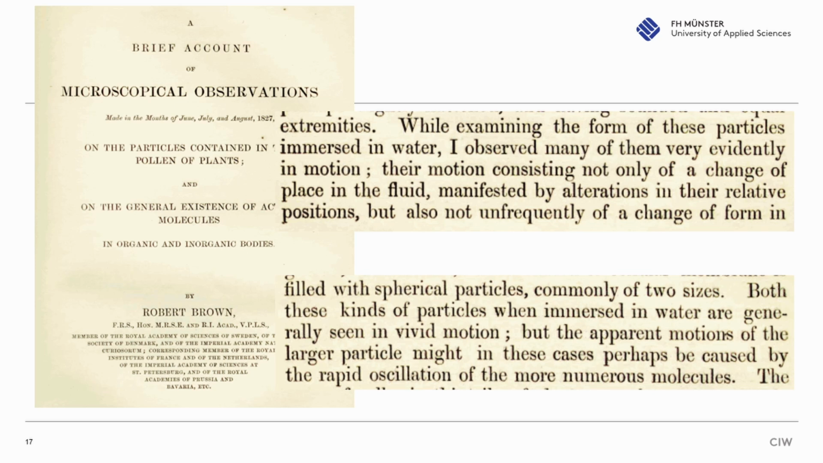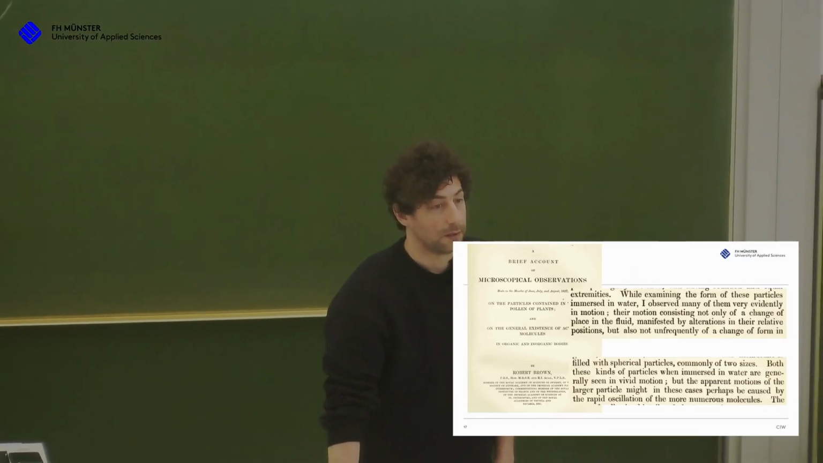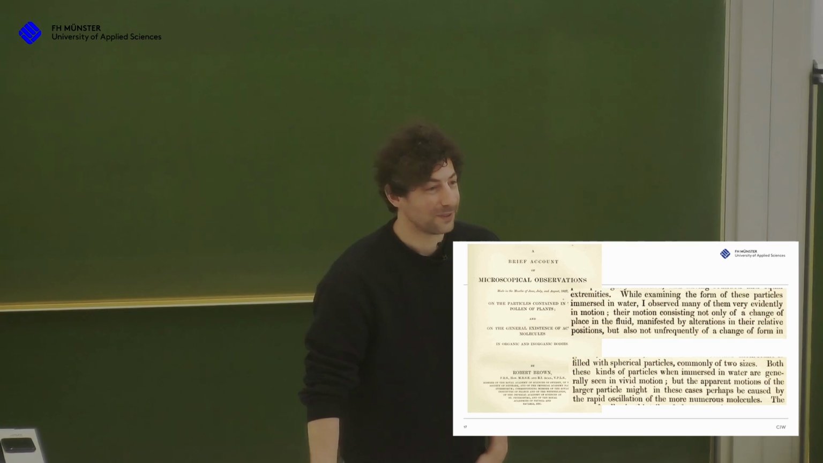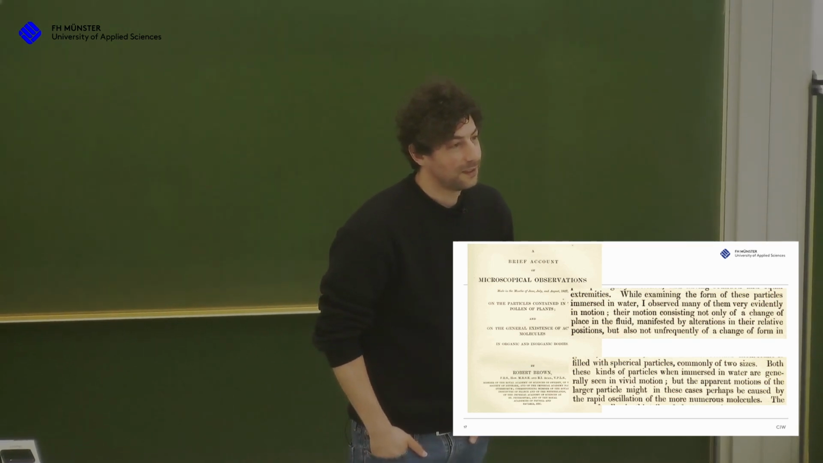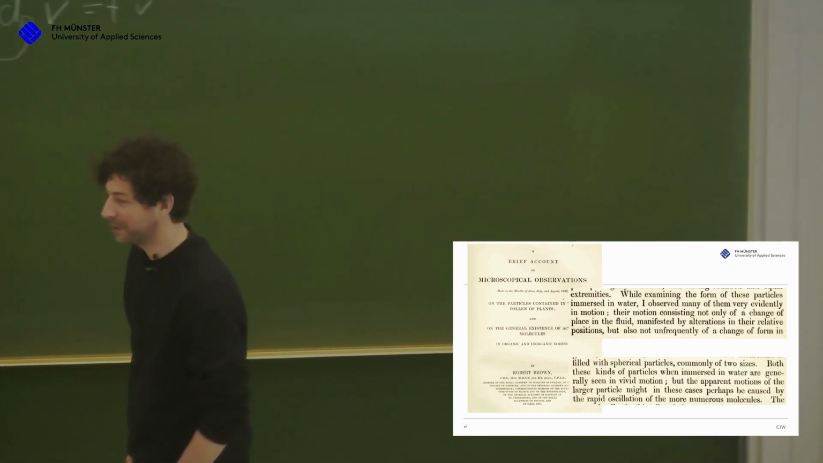And this is quite interesting, related to this paper from 1827, on the particles contained in the pollen of plants. It's from Robert Brown. Who knows who Robert Brown is? Has anybody of you ever heard about Robert Brown? Yes, it's called Brownian molecular movement. Exactly, very good. And we will figure out why.